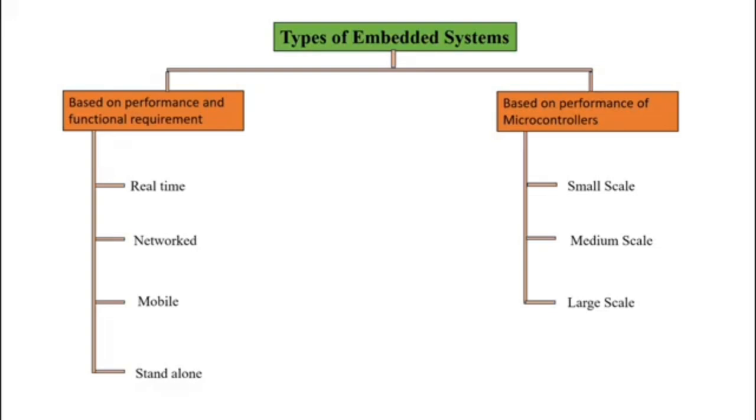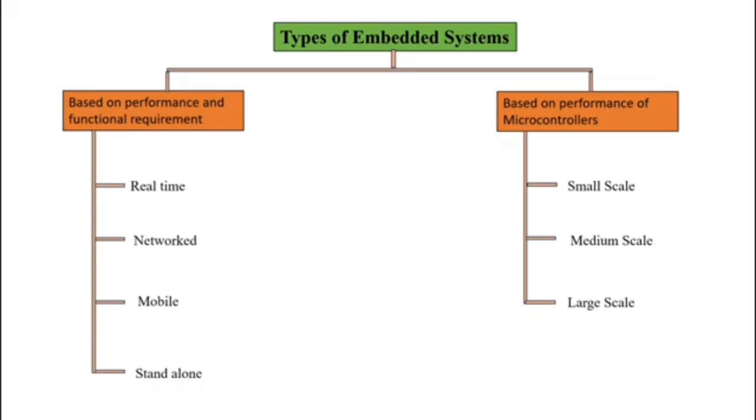Based on performance and functional requirements, they are again divided into four types: real time, network, mobile, standalone. Real time means it will access the data at any time and give the exact data which is running now. Network means it is connected to other devices with Wi-Fi, Bluetooth, Ethernet, Zigbee, or any network. Mobile means we can carry the device anywhere. Standalone means we keep the device in a particular fixed place.